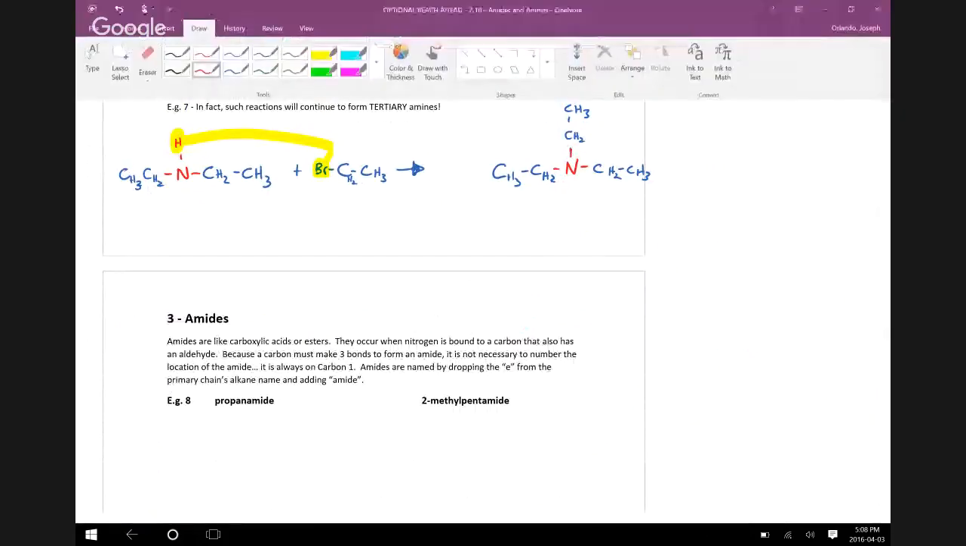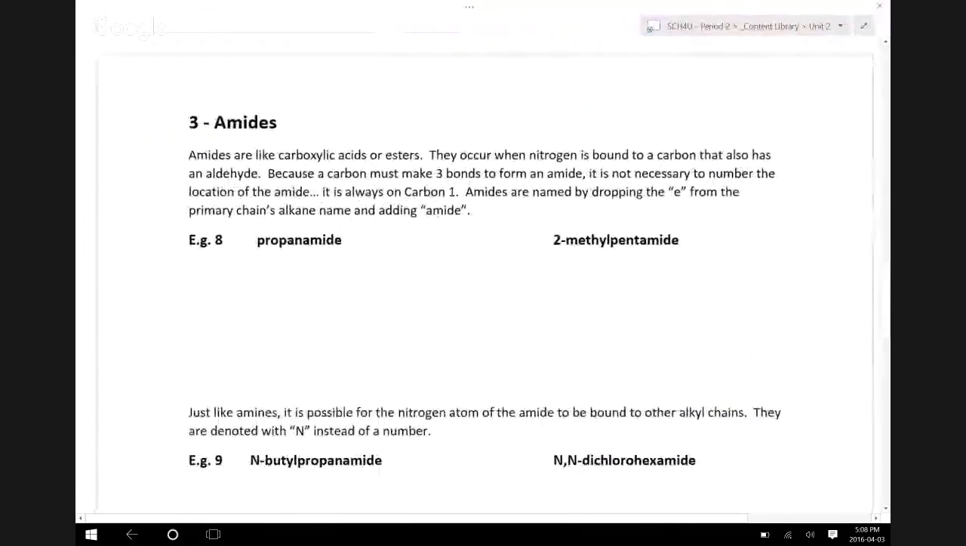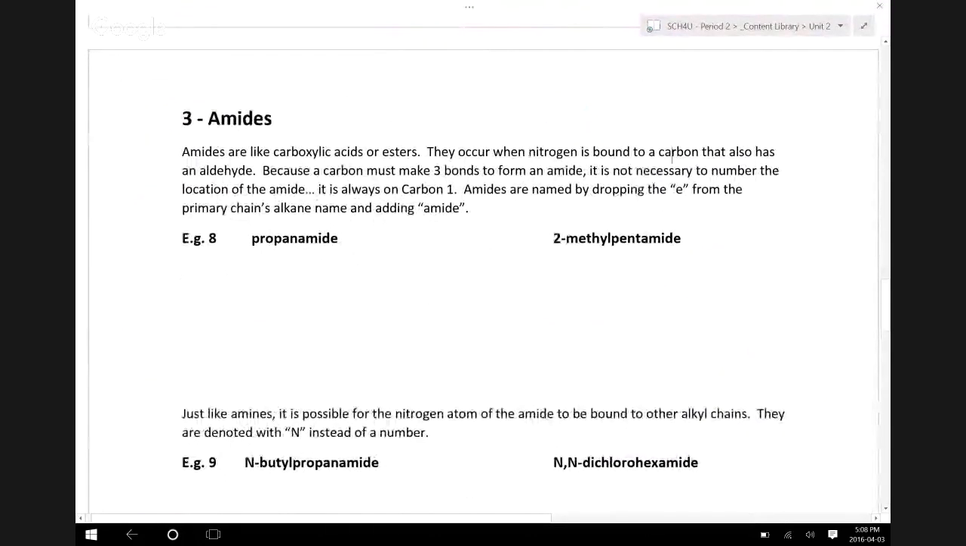Anyway, having discussed amines, I also want to discuss amides. That'll be the end of this unit for you. So amides are like carboxylic acids or esters. They occur when nitrogen is bound to a carbon that also has a double bond to oxygen. And because the carbon must make 3 bonds to form an amide, it's not necessary to number the location of the amide because it has to be on carbon 1, just like the carboxylic acid. We name them by dropping the E from the primary chain's name, and this time we add amide. So the example here is propanamide, and that would be a 3-carbon chain.